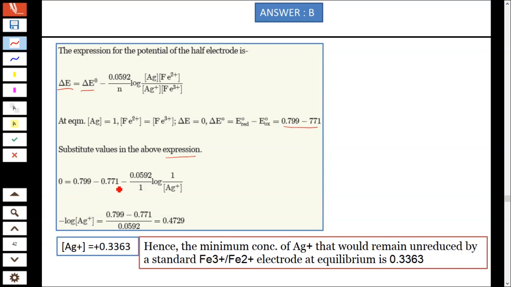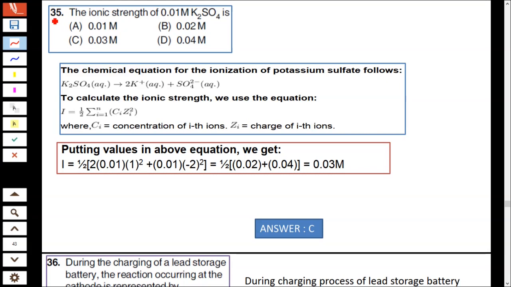Here it is 0.799 minus 0.771. If we substitute the value, we will get 0.4729. So for the Ag plus concentration, it will be plus 0.3363. Hence, the minimum concentration of silver ion that would remain unreduced by the electrode at equilibrium is at 0.3363 volt.